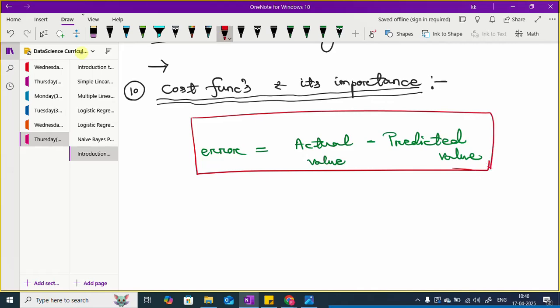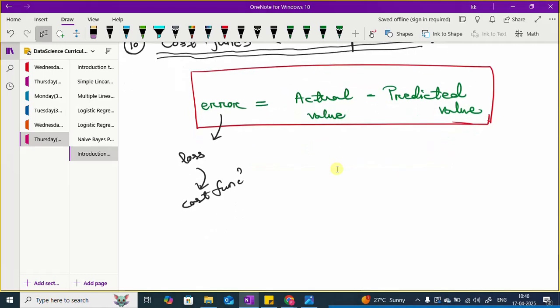Now this error term typically we call it the loss function, loss, or sometimes the cost function also. It's a loss function or cost function altogether. Now coming to the cost function, what is important? Because based upon the cost function, and one more thing, as I told you, the error is nothing but the difference between actual value and predicted value. The lower the cost function value, I can say, the higher is the performance of the model.